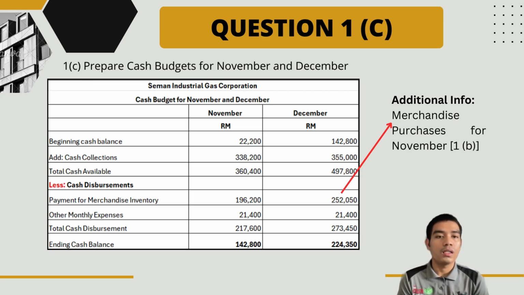Moving on to question 1C, prepare a cash budget for November and December. First of all, we need to find the total cash available. To get the total cash available, we add the beginning cash balance with the cash collection. Next, we find the cash disbursement. To find the total cash disbursement, we add the payment for merchandise inventory and other monthly expenses. After that, total cash available less the total cash disbursement gives us the ending cash balance. Ending cash balance for November is 142800, and for December 224350. Additional info: the payment for merchandise inventory, we get from the merchandise purchases for November from question 1B.